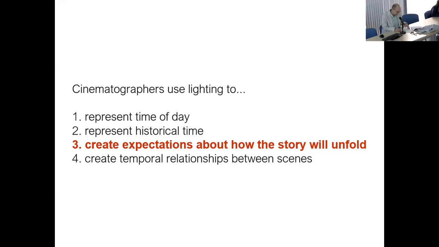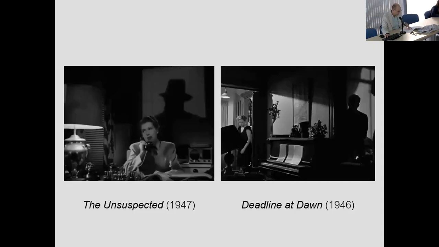When a character walks into a dimly lit room, the dim lighting might cue us to expect a murder scene to take place. In the movie on the left, the murder does take place. In the movie on the right, it does not. Either way, the lighting has created expectations that the narrative can work with. This function is particularly important to film noir, where a lot of the movies are both suspense movies and mysteries.